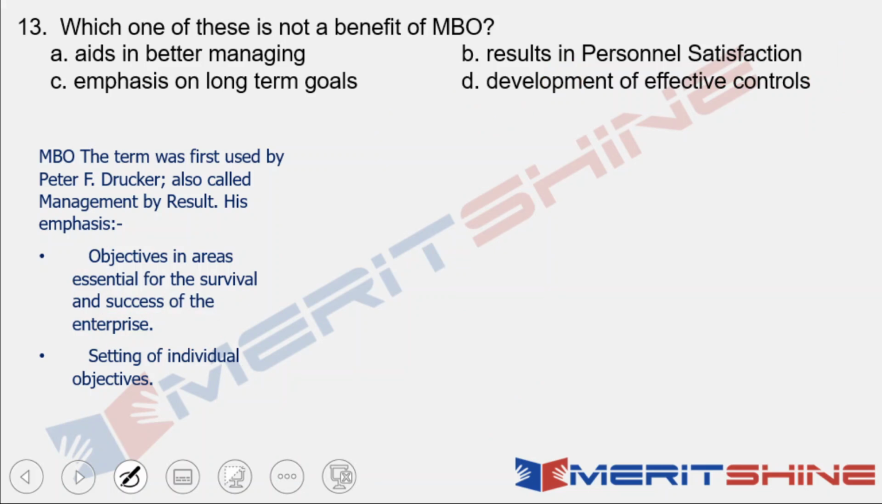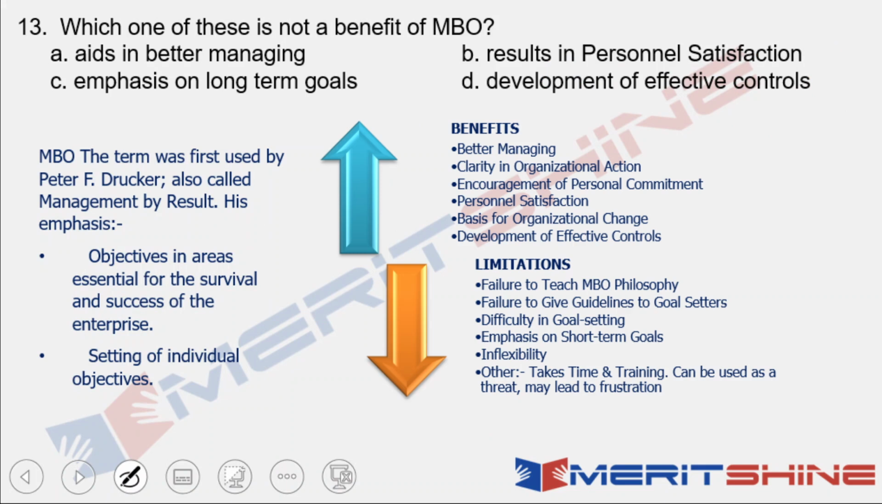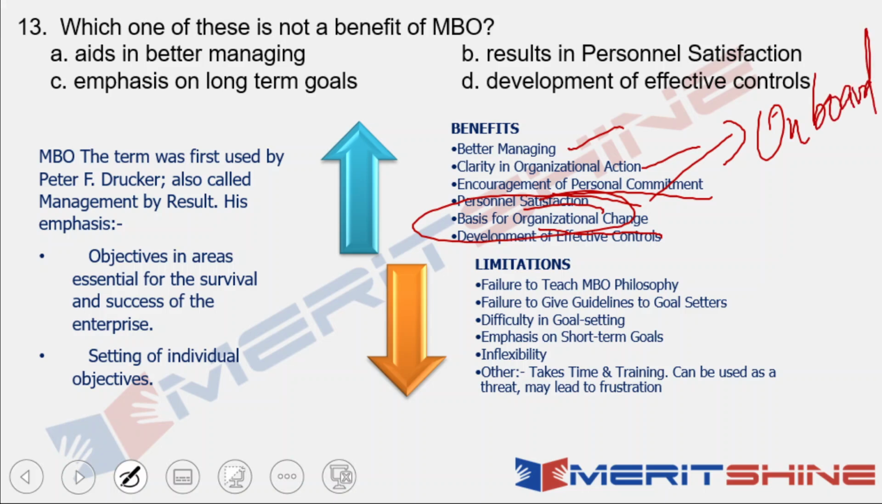Now, what are the benefits and the limitations of MBO? Let me show them to you. Benefits: better managing, clarity in organizational action. Everyone knows where we are going. Encouragement of personal commitment, personal satisfaction, basis of organizational change. So if you need to change something drastically in the organization, everyone is on board because they know why that change is being made, then that's something that can happen. Development of effective controls. Okay, limitations.